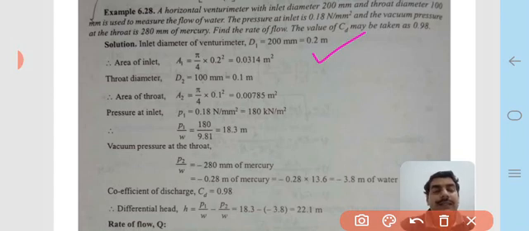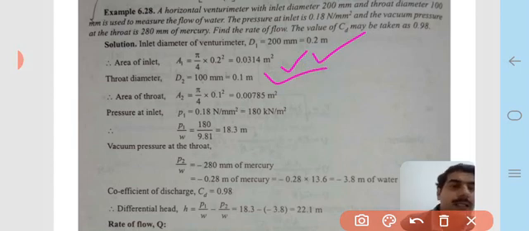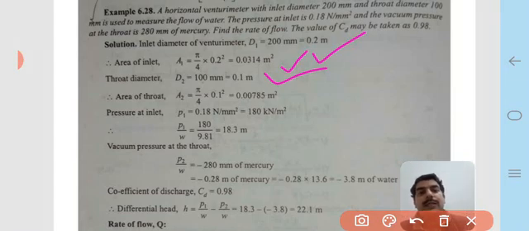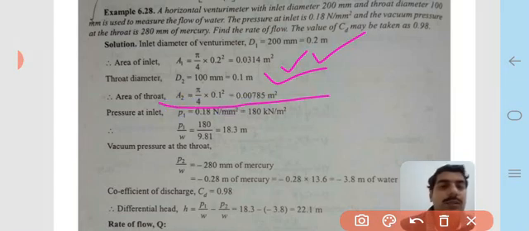Area of inlet A1 is equal to pi by 4 D1 square, and now calculate the area of the section A1. The throat diameter D2 is taken as 100 millimeter. It can be converted to meter, that is 0.1 meter, and now the area of throat is to be calculated: A2 is equal to pi by 4 into 0.1 square, that is 0.00785 meter square, the area of throat.